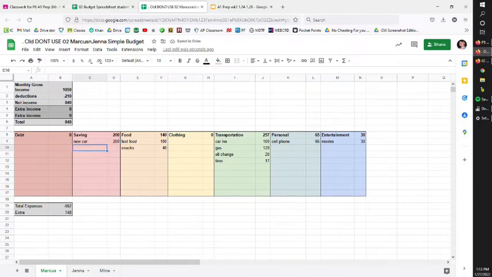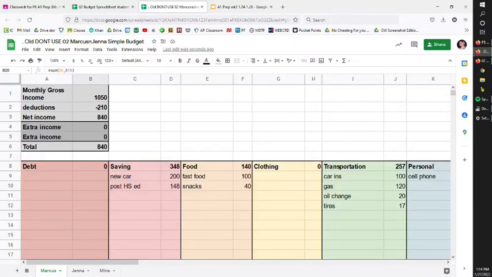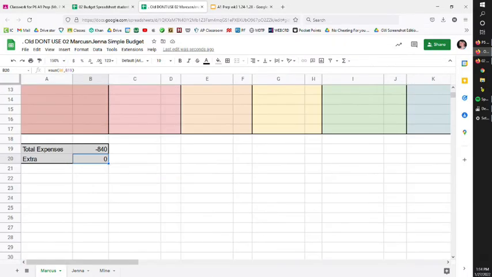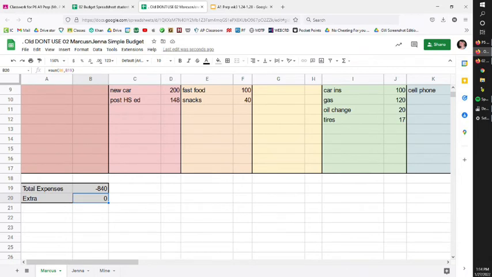He also wants to start saving some money for college or post-high school education. So I'm going to say post-high school ed. And I'm just going to put the rest of that in here. Let's say 148. Booyah. Okay, so now it says 0. And that's exactly what you want. That's how you do a zero-based budget. Okay? So if you didn't do that, you need to make sure you do that.